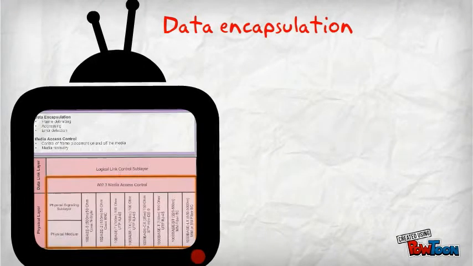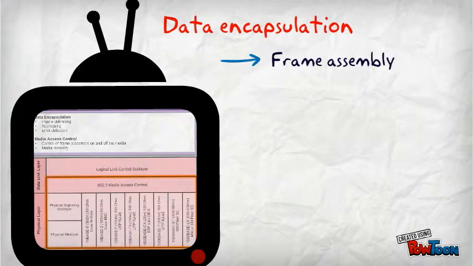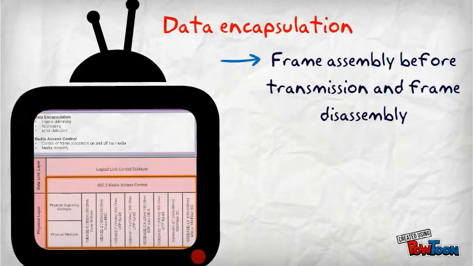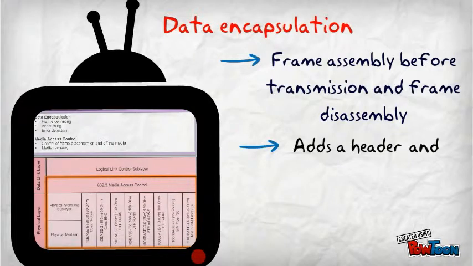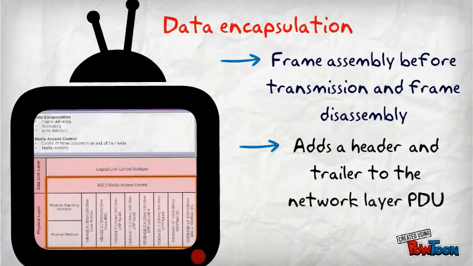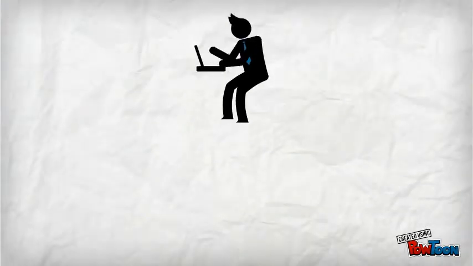Data encapsulation includes frame assembly for transmission and frame disassembly upon reception of a frame. Additionally, the MAC layer adds a header and trailer to the network layer PDU, Protocol Data Unit. This operation provides three primary functions.